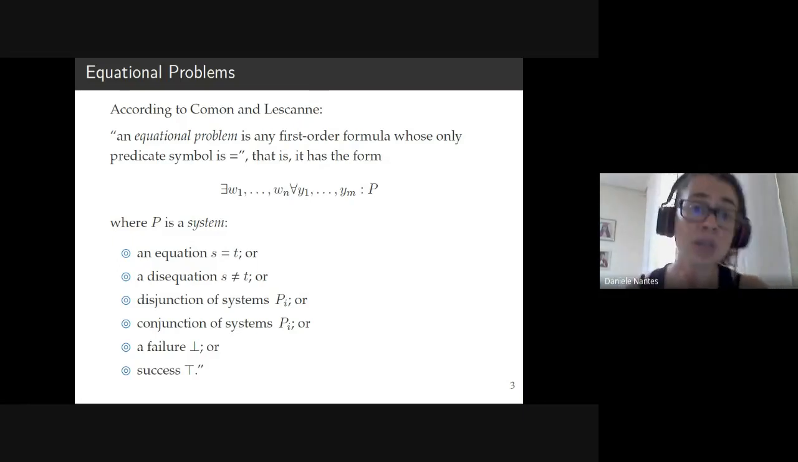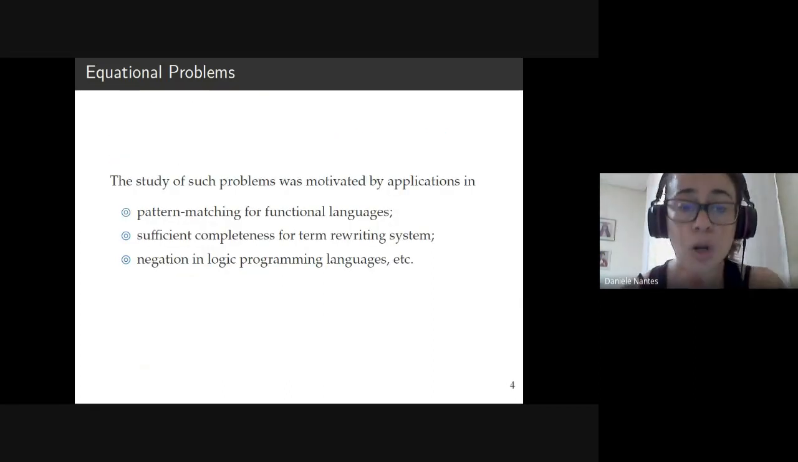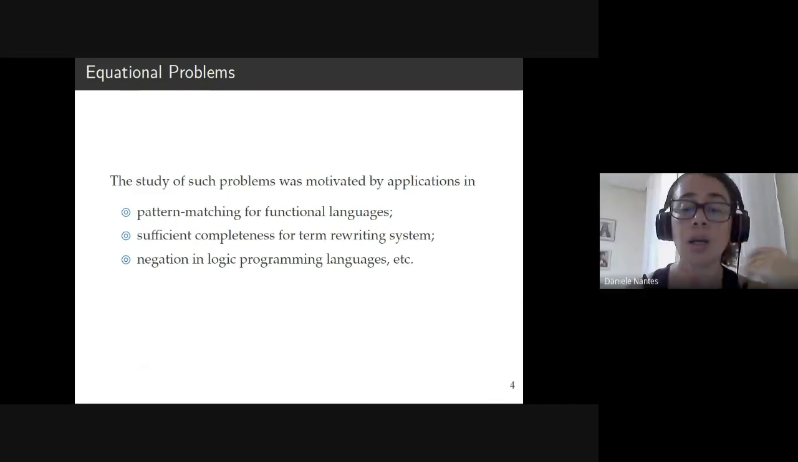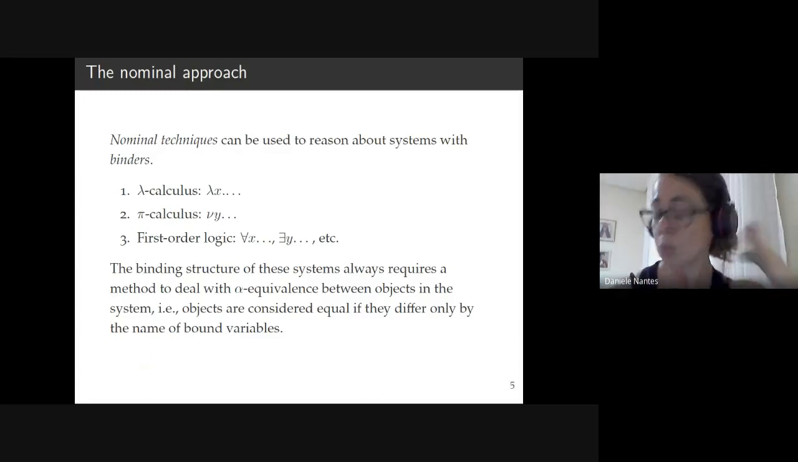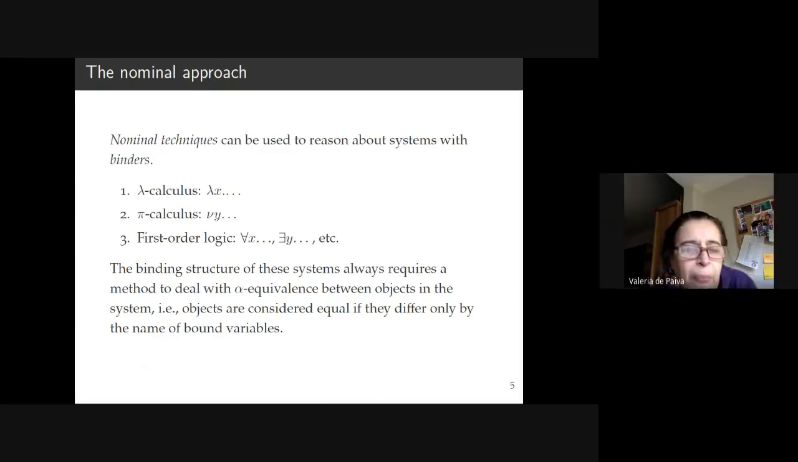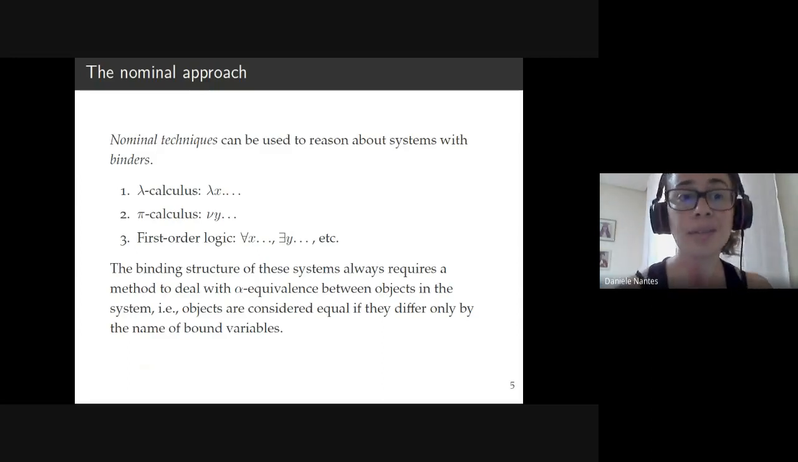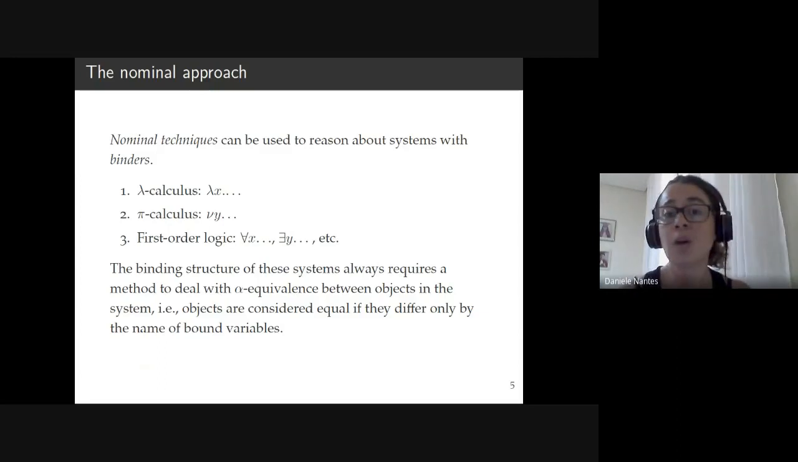So we started, and I worked a lot with equations and solving equations, but I solved them not in first order, I solved them in languages with binders. These problems are useful for pattern matching for functional languages, sufficient completeness for term rewriting systems, and negation in logic programming languages. The nominal approach is quite convenient because it has this first-order flavor for solving equations, but it can deal with binders. You can work solving equations between lambda terms or pi processes or first-order formulas. All these languages can be expressed well in the nominal language.